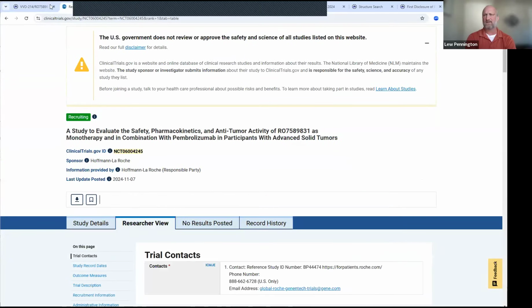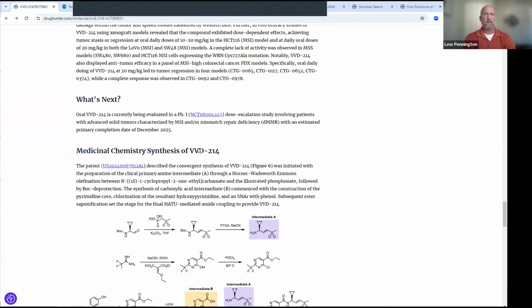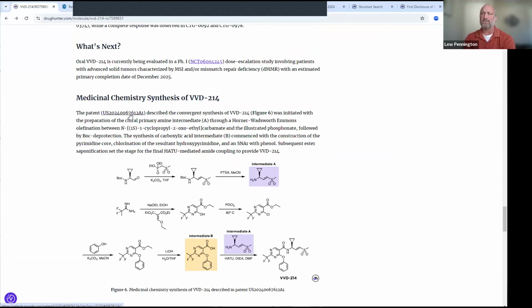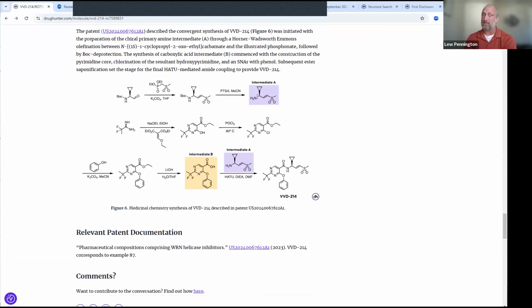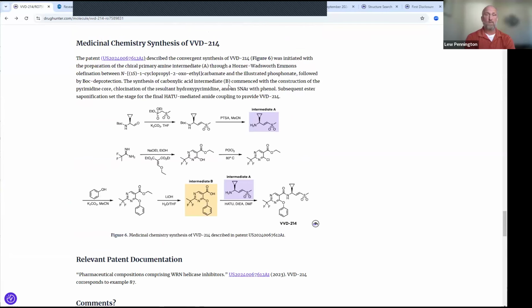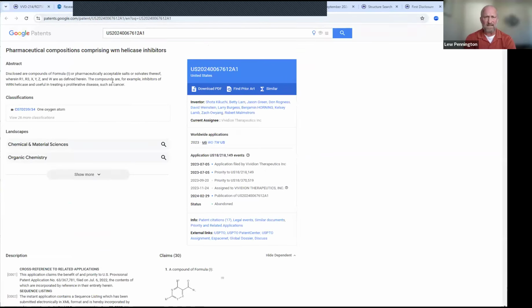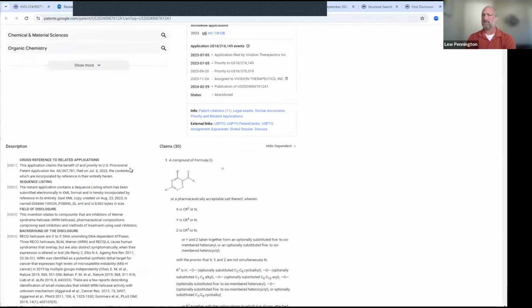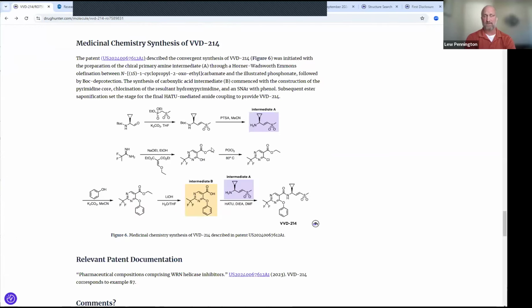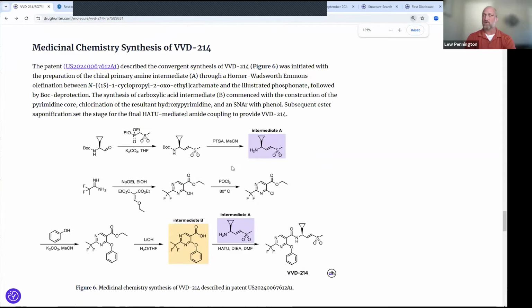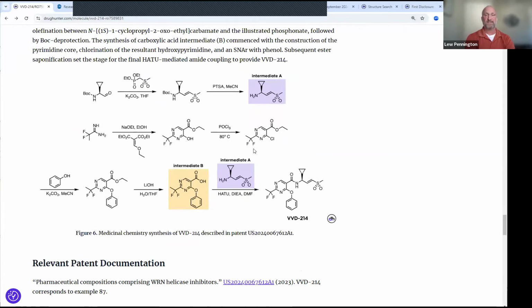And then if you toggle back to the case study, Dennis, we always like to include the medicinal chemistry synthesis of the molecule if we can get our hands on that. So we'll go through the patent applications and look to see if we can identify that clinical compound and the chemical synthesis of that. If you're interested in that, you can dive a little bit deeper. We do provide a brief summary of the chemical synthesis.